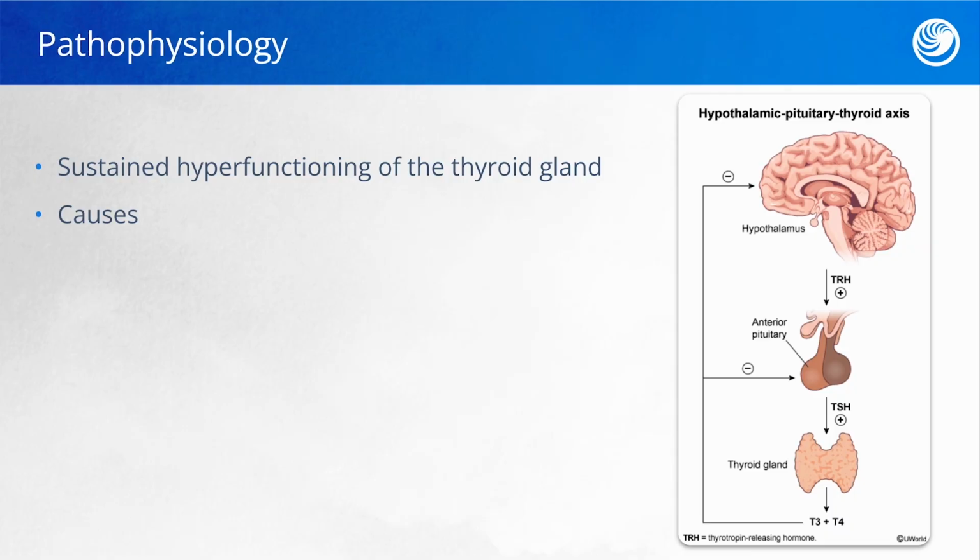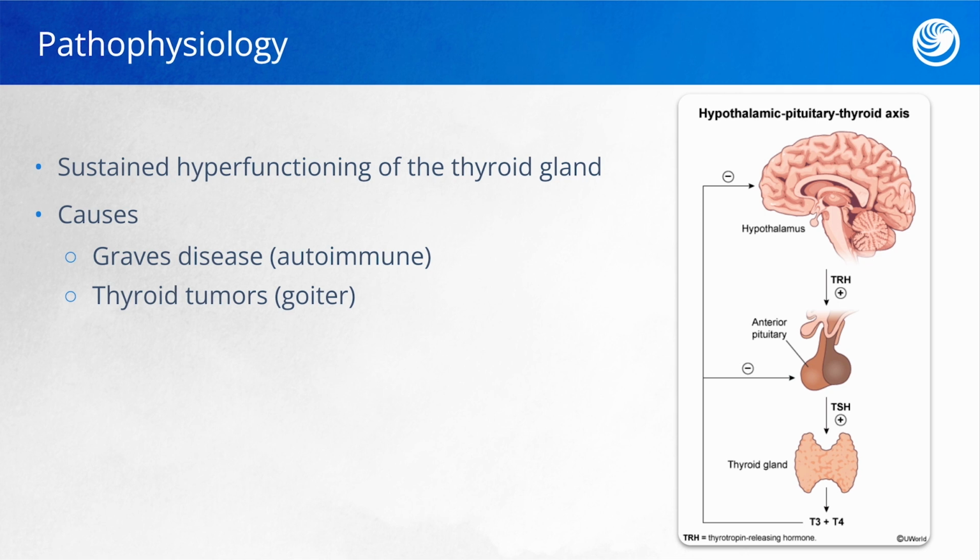Hyperthyroidism occurs when there is an inappropriate increase in thyroid hormone levels. And there are two common causes. The first is Graves' disease. Graves' disease is an autoimmune disorder in which autoantibodies attach to thyroid-stimulating hormone receptors, which increases the production and release of T3 and T4. And the other cause is thyroid tumors, which can cause unrestricted growth of thyroid gland tissue, which again leads to increased production of these thyroid hormones.